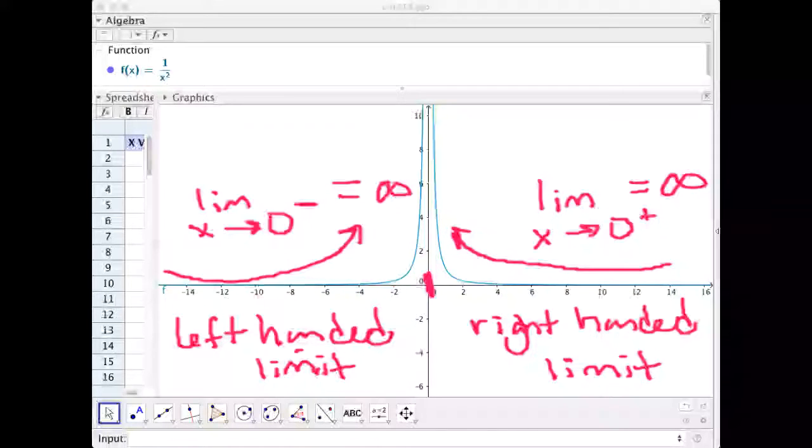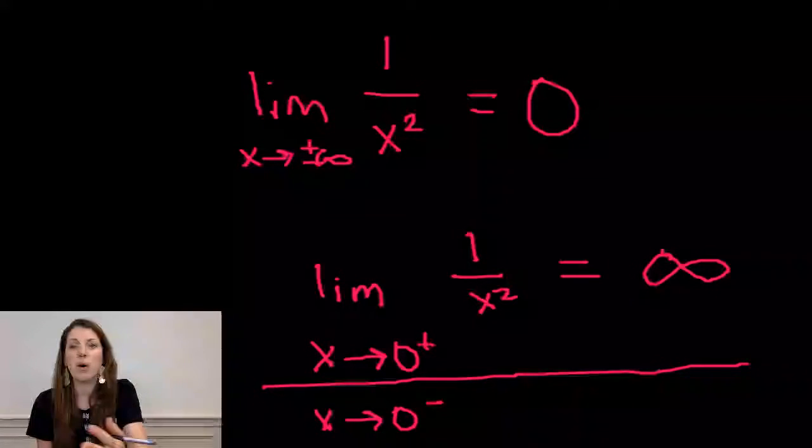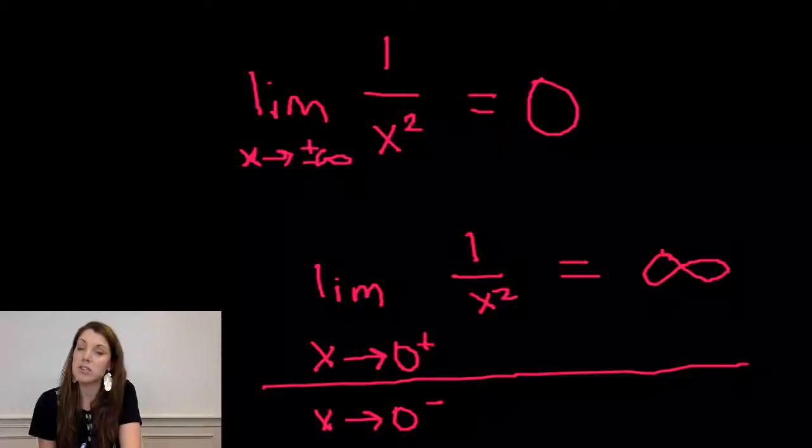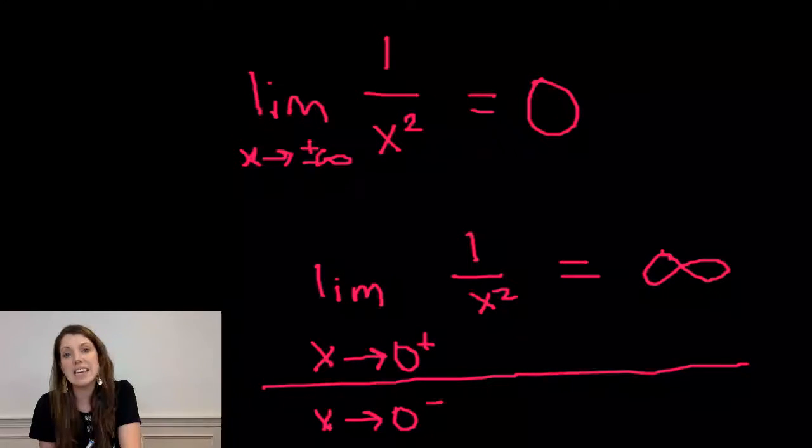The limit as x approaches 0 from the negative side of the function equals infinity, and the limit as x approaches 0 from the positive side equals infinity. And so here we have not just a limit where x approaches infinity and we find a numeric value, but we're actually approaching a numeric value and finding an answer, a solution, of infinity.